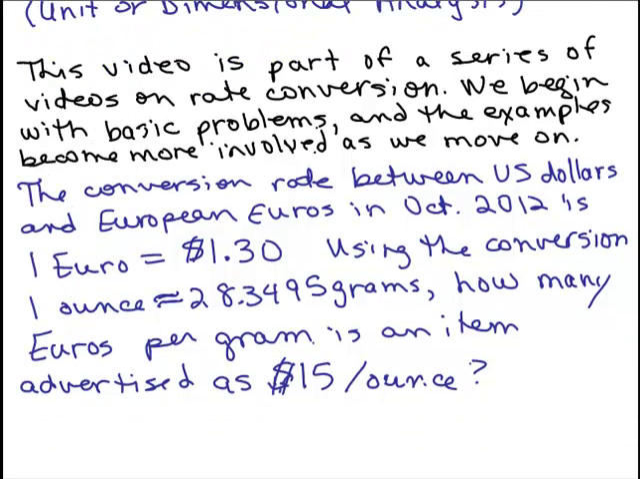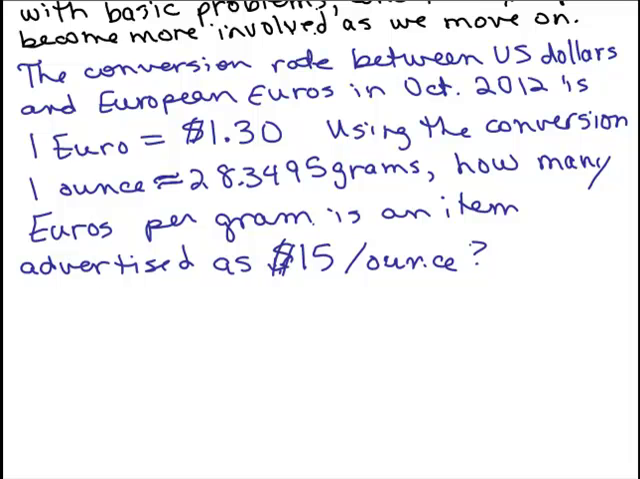Okay, so we start off with $15 per ounce. So $15 for 1 ounce. So I would like to get this in euros, and I also would like to get this euros per gram. So we have to use one conversion fraction at a time.